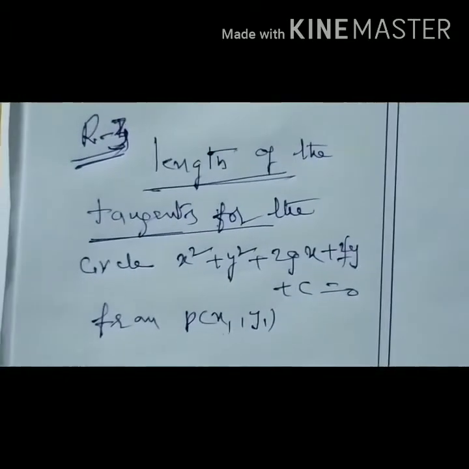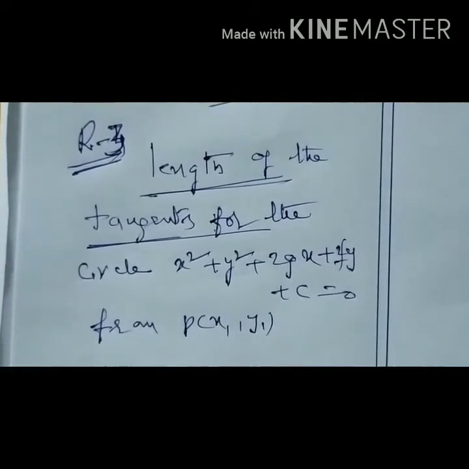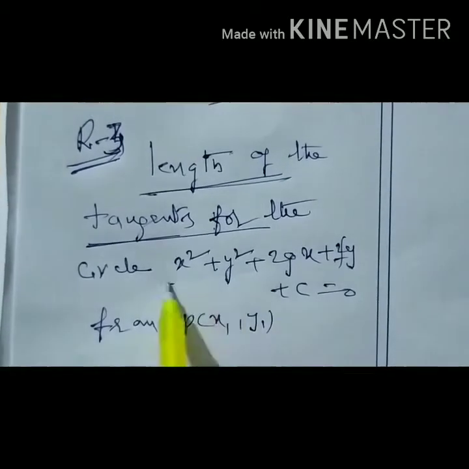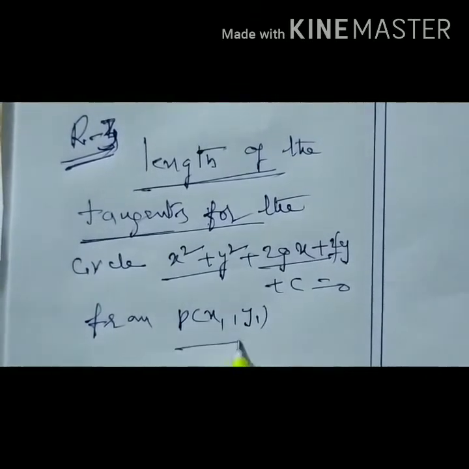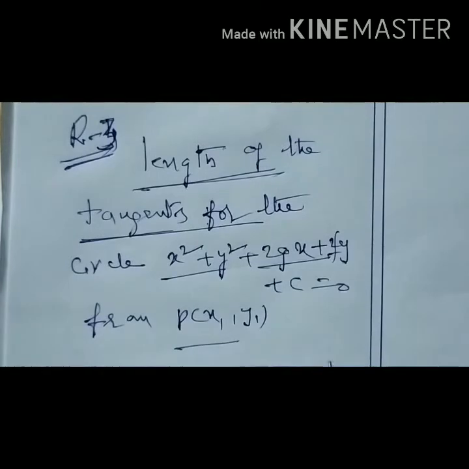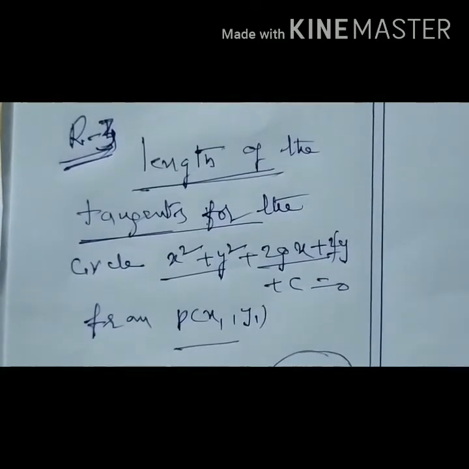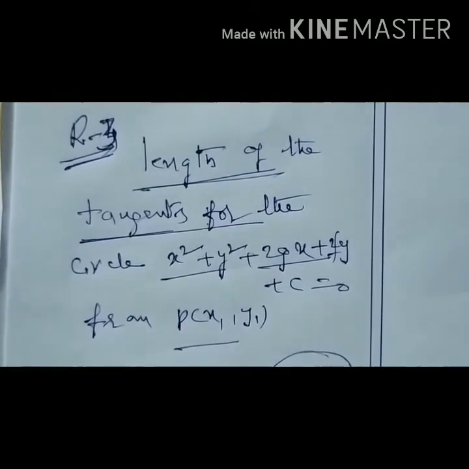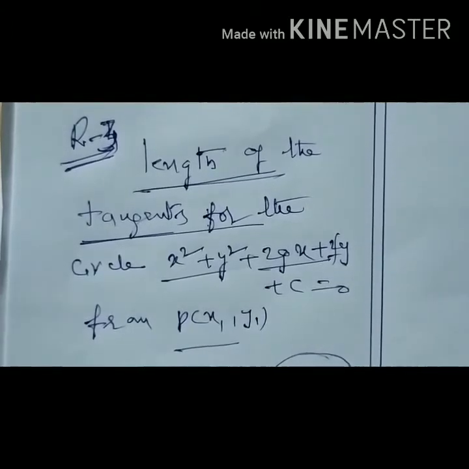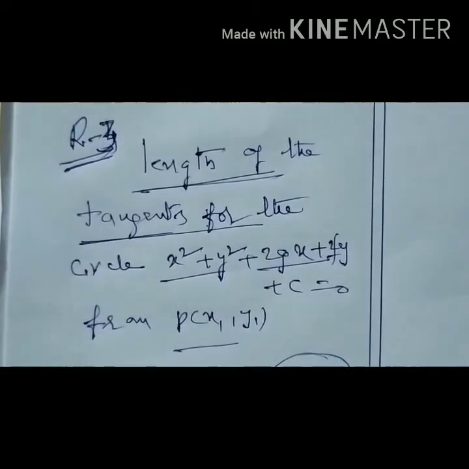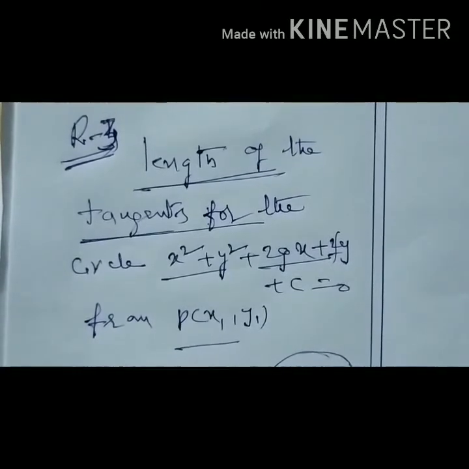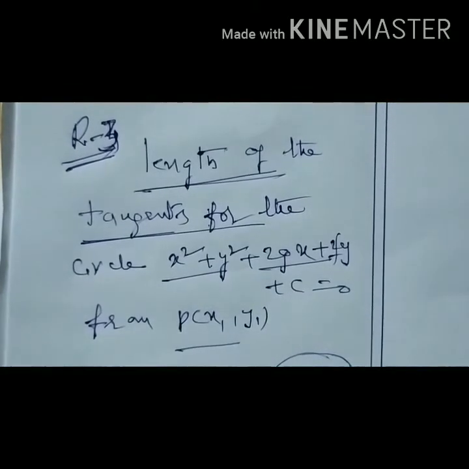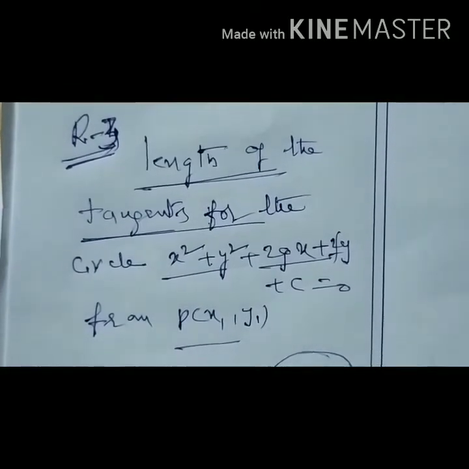Next one is finding the length of the tangent. For the circle x square plus y square plus 2gx plus 2fy plus c is equal to 0, from the point P (x1, y1). Suppose this is the general circle, and P is the point. It should be exterior because a tangent can be drawn from an external point to the circle. If it is on the circle, at that point a tangent can be drawn. Here P (x1, y1) is an exterior point.